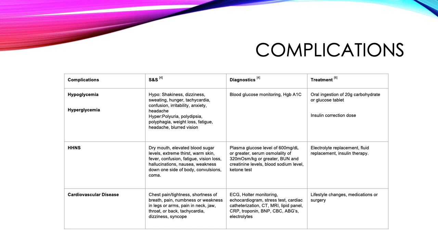HHNS is life-threatening, so it would be dry mouth, elevated blood sugar levels, extreme thirst, hallucinations. You would want to diagnose through plasma glucose, serum osmolality, a BUN and creatinine, sodium levels and a ketone test. You would use electrolyte replacements, fluid replacements, and insulin therapy as needed. Cardiovascular disease can have many symptoms, but the main ones are chest pain, shortness of breath, numbness, weakness, etc. Diagnosis, there's lots. And then treatment: lifestyle changes, medications like beta blockers, nitro, and then surgery if needed.